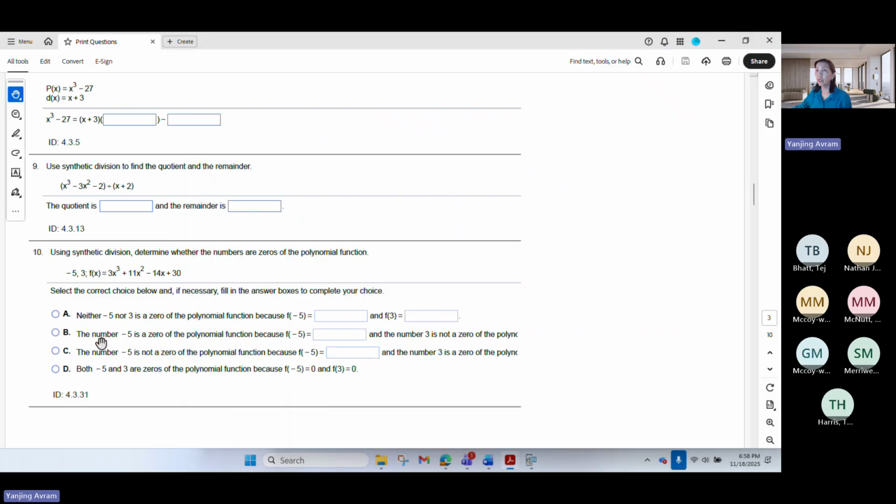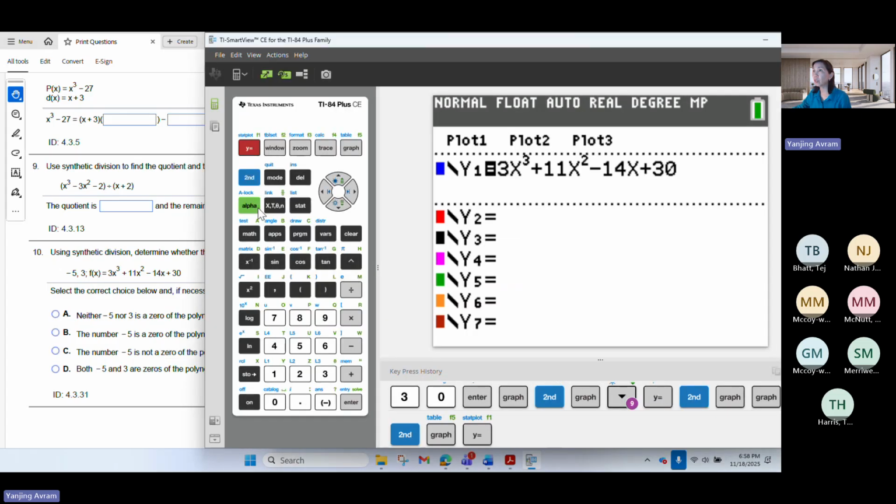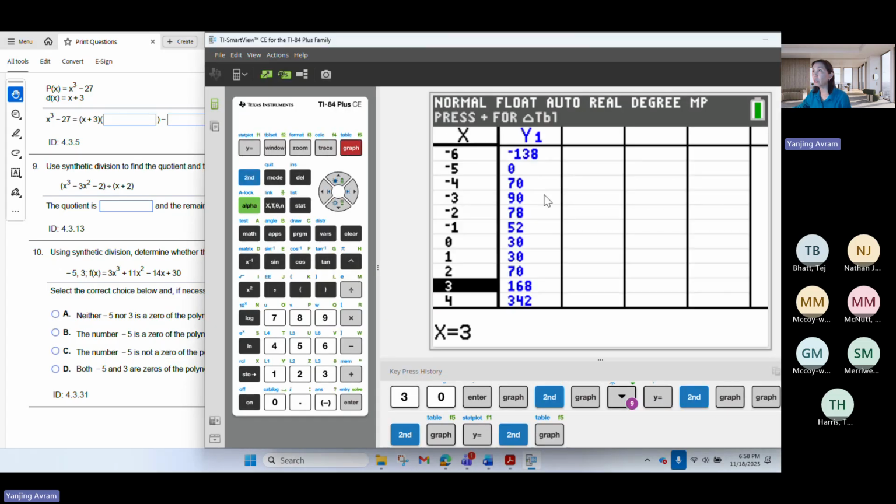All right, so -5 is a zero because f of -5 is 0, right? So the remainder is 0. And 3 is not a zero because the polynomial function f of 3 is not 0. We already found that out. f of 3 here is 168. All right, good catch for that one.